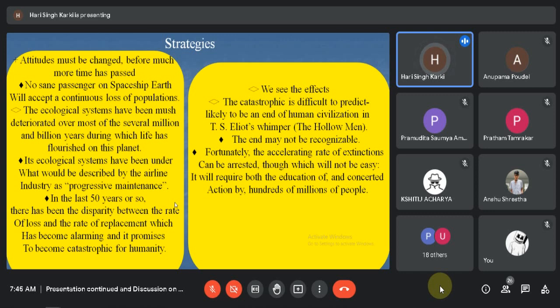And this alarming disparity promises to become catastrophic for humanity. Humanity and human conditions will be at a great disadvantage, a great loss. Like we can see the emergence of Corona or some other unbelievable events. They occur in different periods of human civilization, and they are all just revolting against human actions, human deeds.